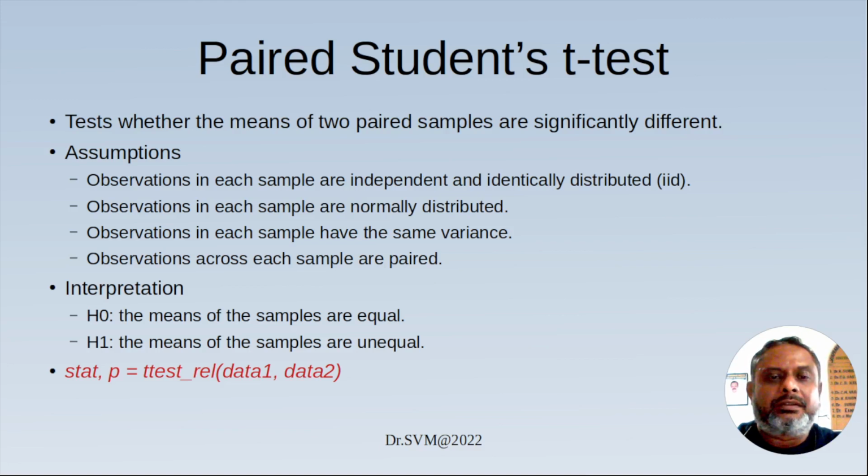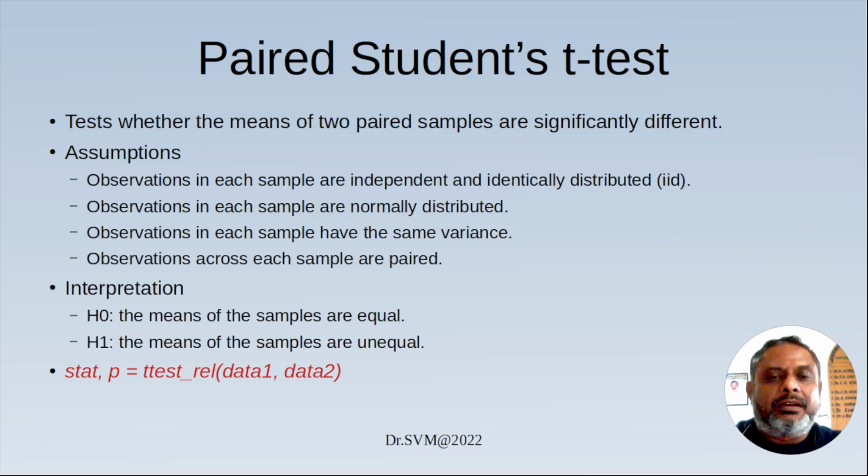Again, assumptions: IID, normally distributed, having the same variance. Yes, they are required. One more thing is the observations across each sample are paired. That means the number of students in one sample, the same number of students are there in the other sample. The students who are there in one sample, the same students are there in the other sample also, so that one particular student's mid marks in one sample, you get the final marks in the other sample. So there is a pair.